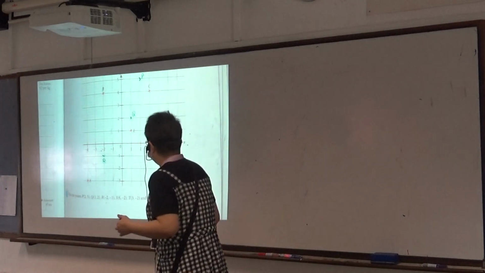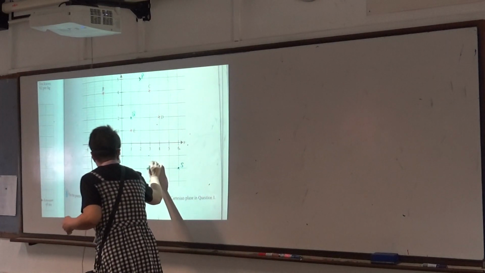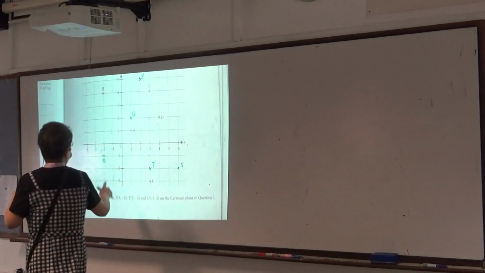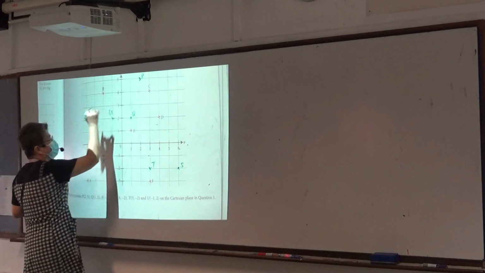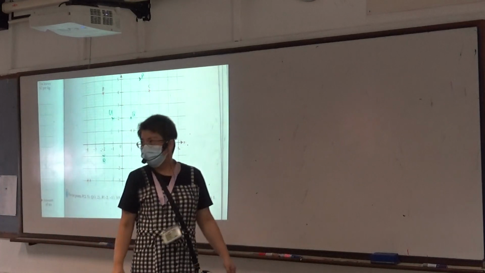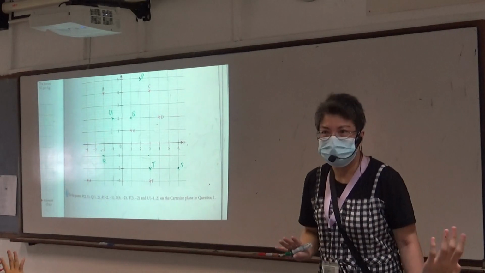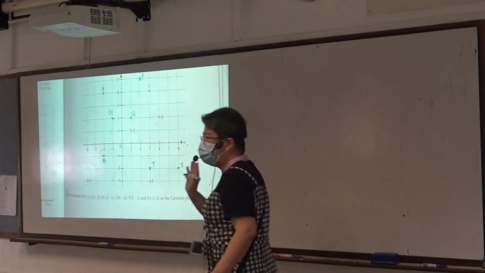What about T? (3, -2). So T is here. What about U? (-1, 2). So U is here. Alright? How many can get all these correct? That means you know how to plot already. Do you understand? So it is that simple.